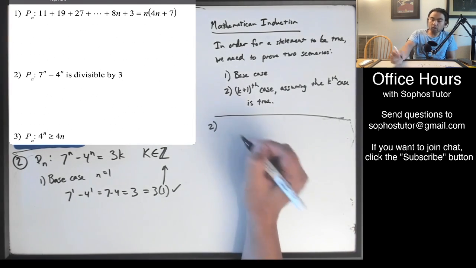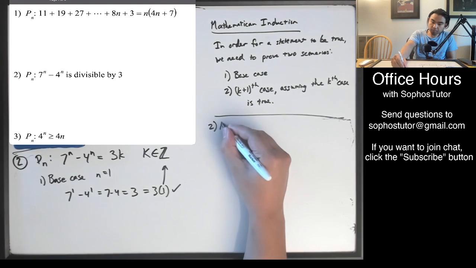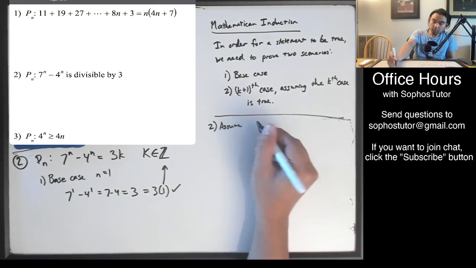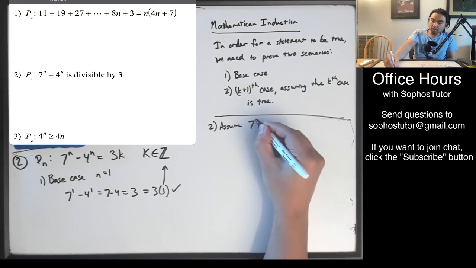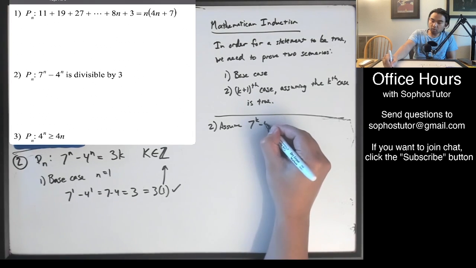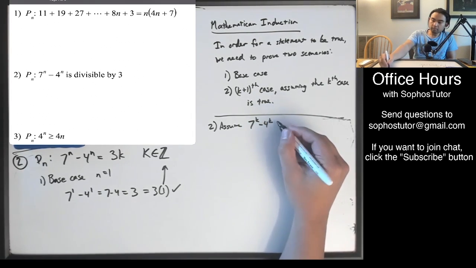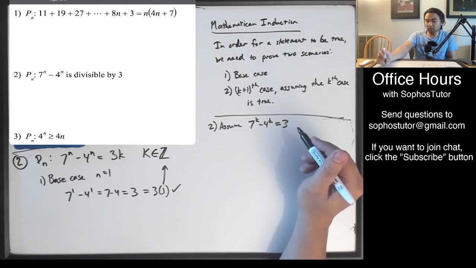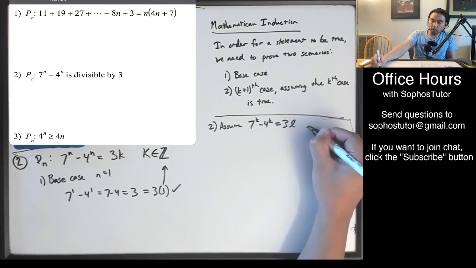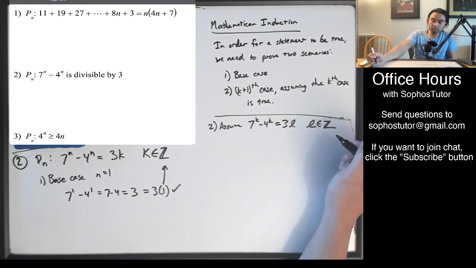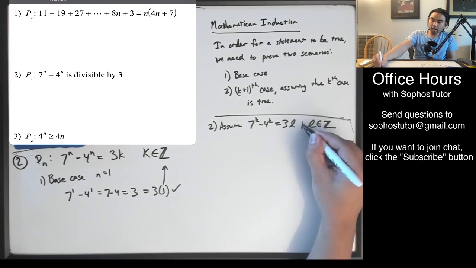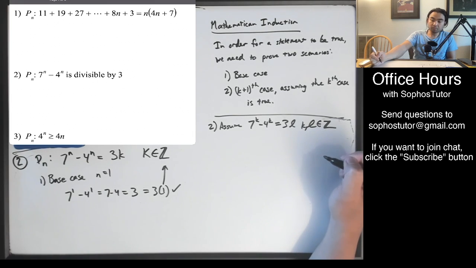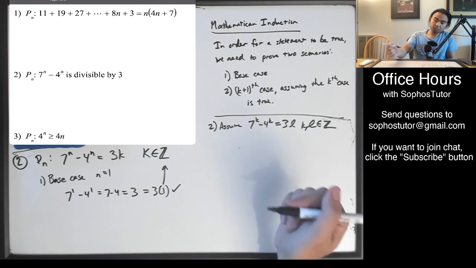Now, we are going to assume that 7 to the k minus 4 to the k is always equal to 3 times an integer. Sorry, I changed up my letters here. Let's call it L, where L is an integer. All right? Where k and L are integers. Let's assume that this is always true.